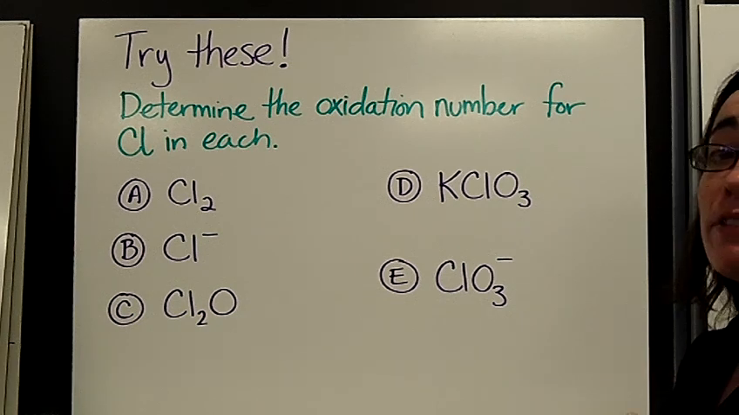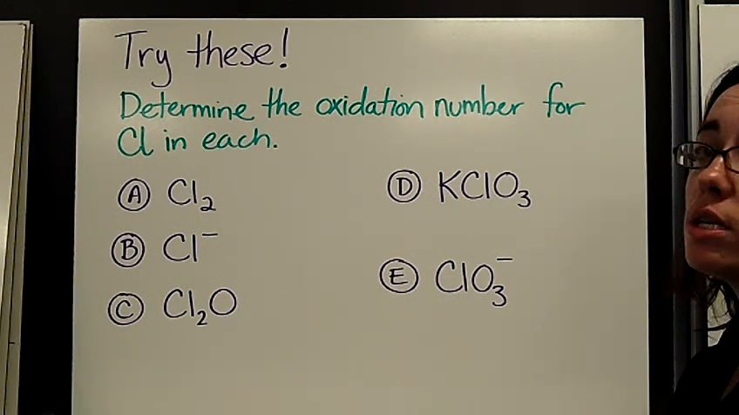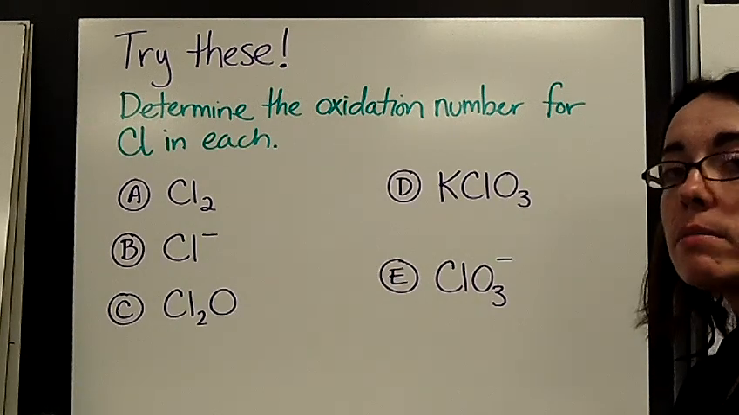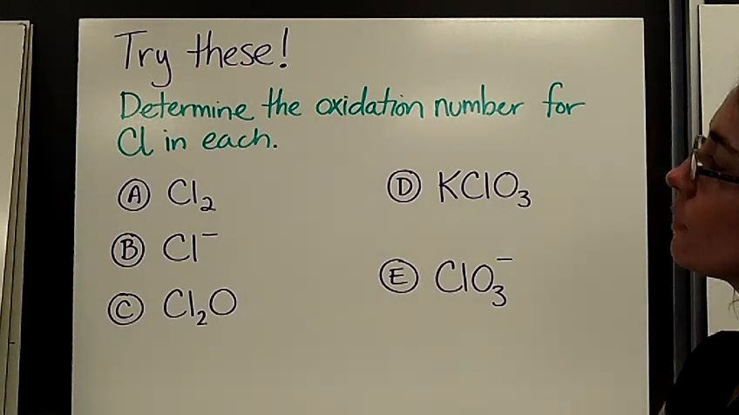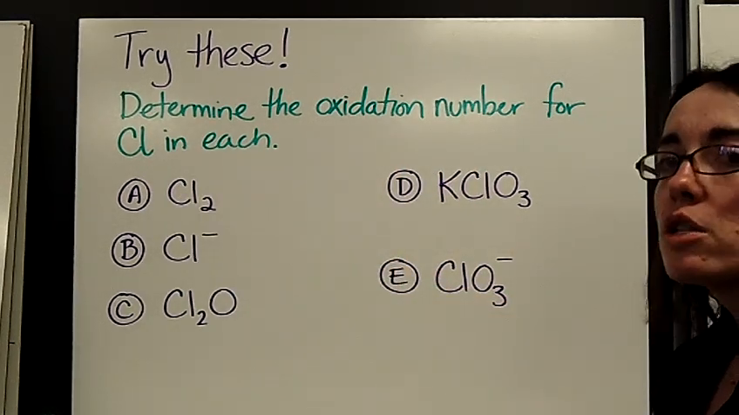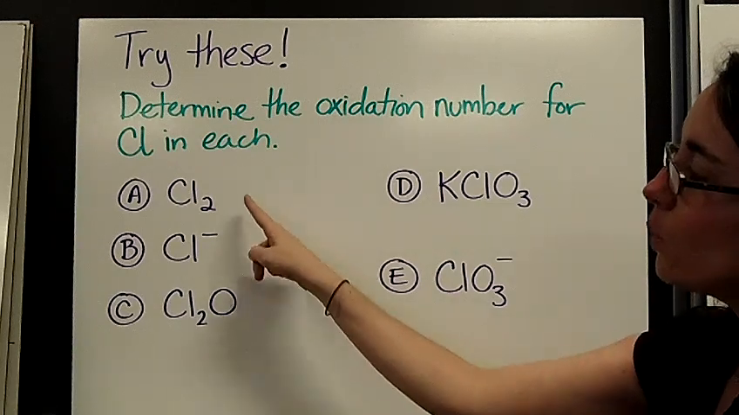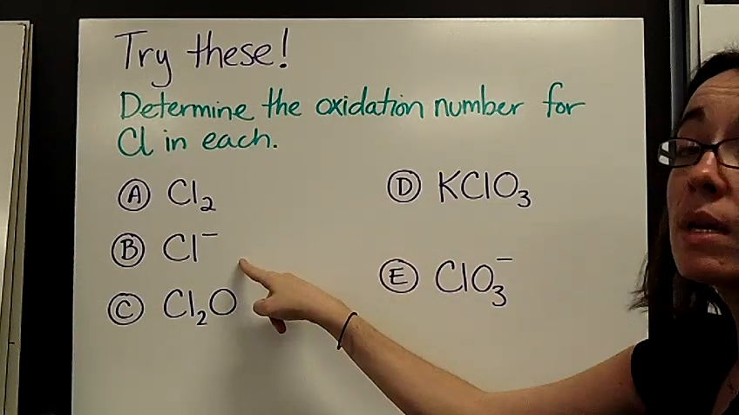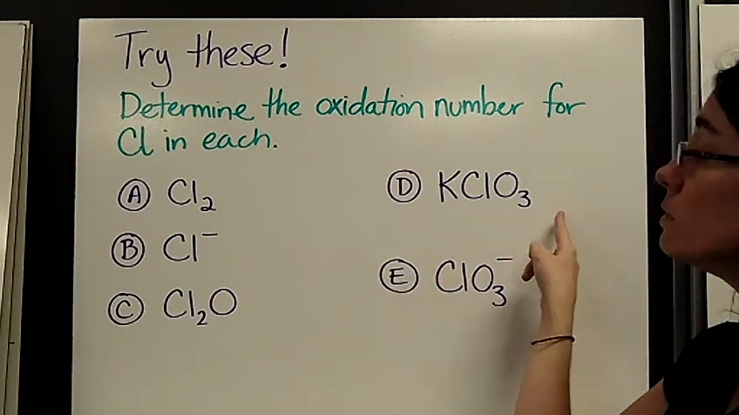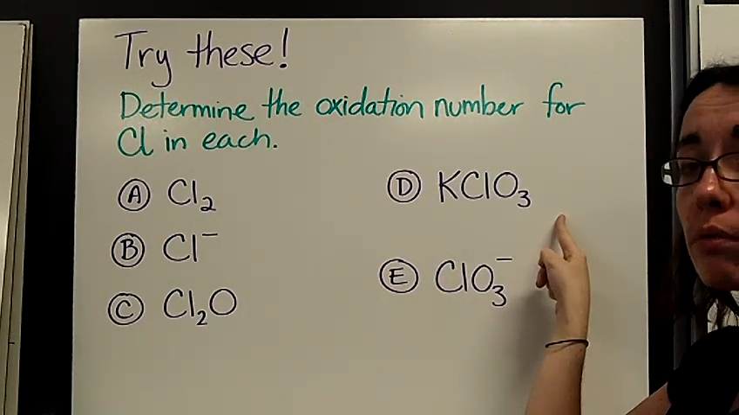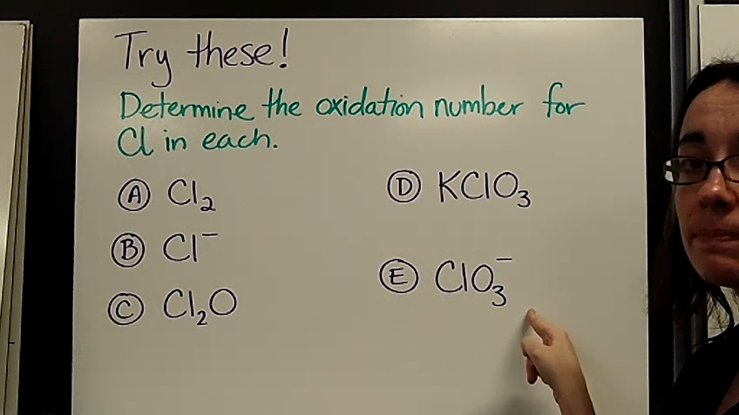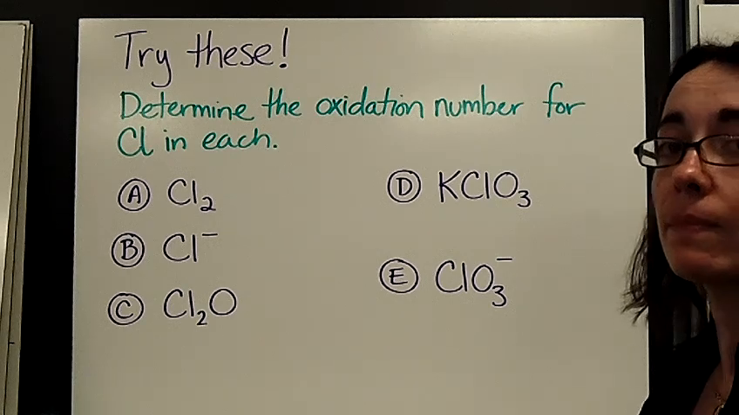Now, I've given you all the instructions that you should need. I'd like you to try these, write them down on a piece of paper, and bring it to me in class tomorrow. I would like you to determine the oxidation number for the chlorine in each of these examples. We have Cl2, Cl-, Cl2O, KClO3 and ClO3 minus 1. Good luck.